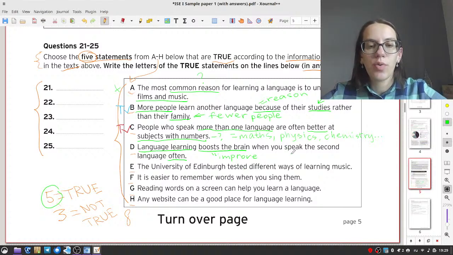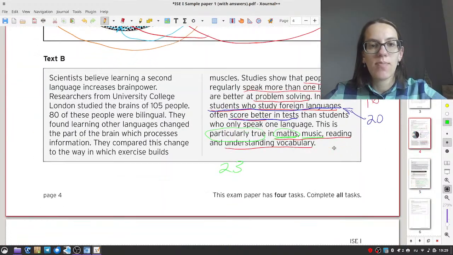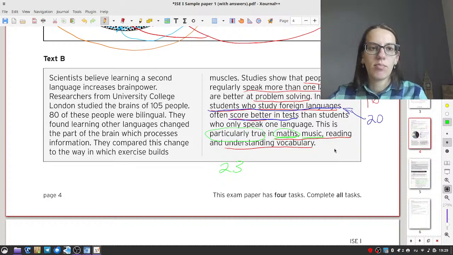So is that true or not? Where can we find this information? Again, it's text B. In text B we had some information about scientific research into what speaking a language does to people.